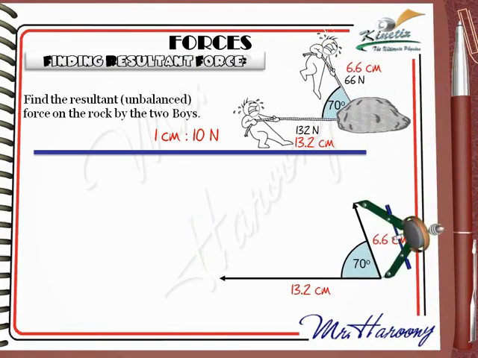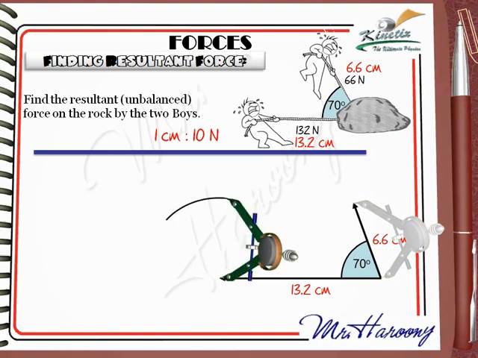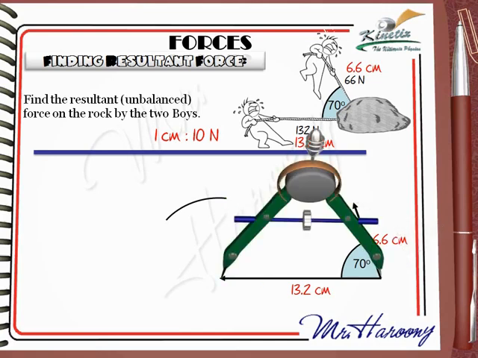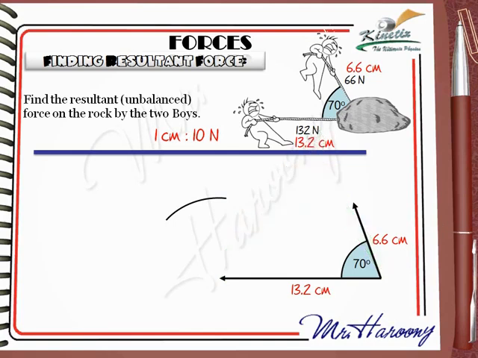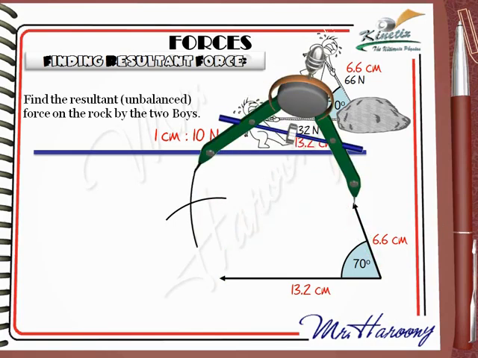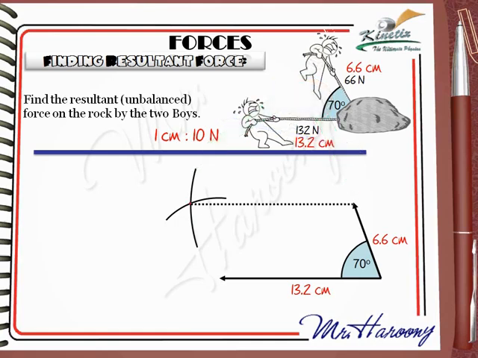Now the compass comes. Open the compass just to fit the 6.6 centimeters arrow. Move the compass to the other end of the 13.2 centimeter line, as shown, and draw a small arc. Now open the compass so it exactly fits the 13.2 centimeters line, and do the same and draw another small arc. The two arcs intersect in the point that closes the parallelogram.